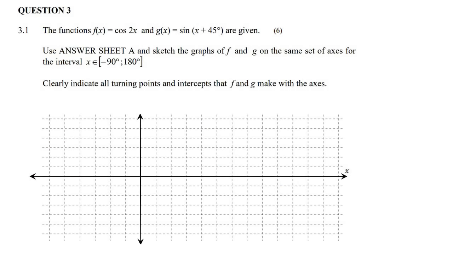This question says that the functions of cos 2x and sin(x + 45) are given. Use the answer sheet, which is this one over here, to sketch the graphs. Okay, 6 marks, guys, and it's going between -90 and 180. Now, this is easy marks. Why? Because we're going to do it on the calculator.